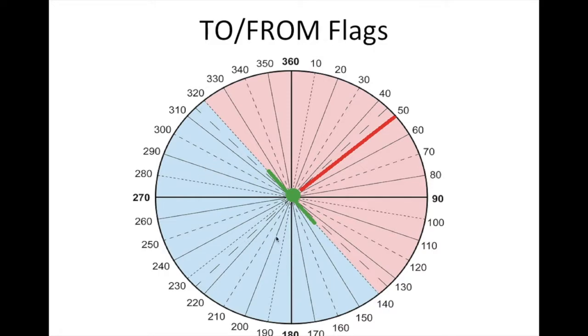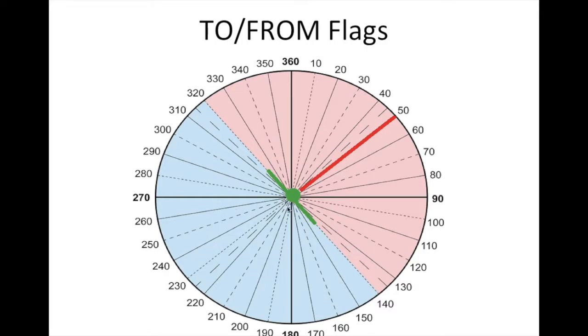So the blue would be a TO and the pink would be a FROM, if you selected the 050. So the radial that you select, plus or minus 90 degrees, if your aircraft is anywhere in that range, in that area, you're going to get a FROM indication, and you get a TO indication if you're in the blue area.